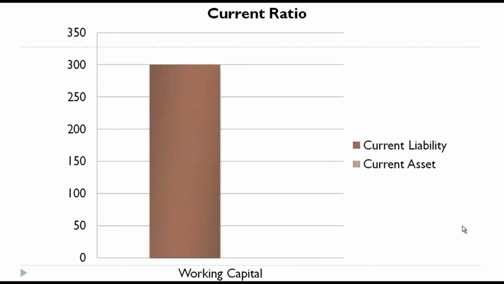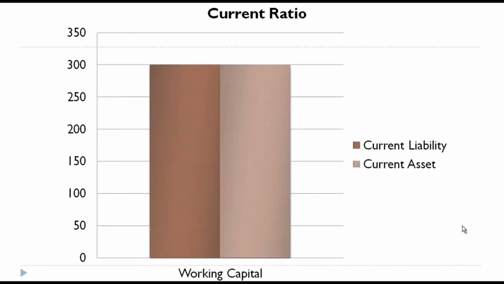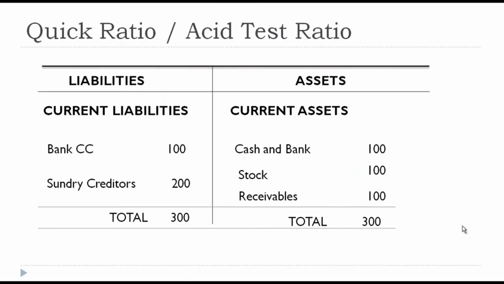So if you plot this in a graph, you will have a liability of 300 crore and you will have a matching asset of 300 crore for servicing. But in quick ratio, we are not trying to find the relationship between the current liability and current asset, because that's what we have done in current ratio. In quick ratio, our focus is to find what are the quick assets that are available to meet the current liability, not the current assets. Here the focus is on quick assets, the assets which can be converted into cash quickly.